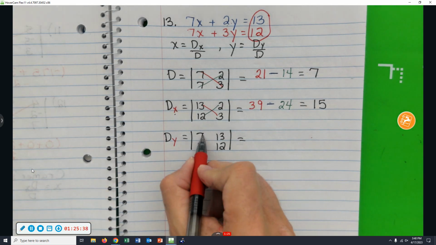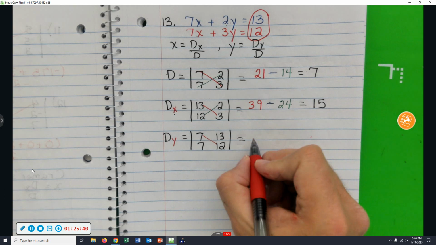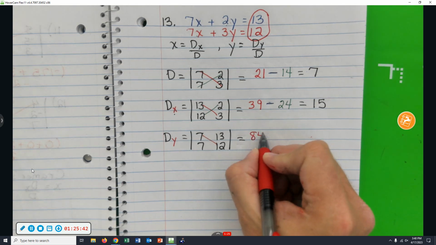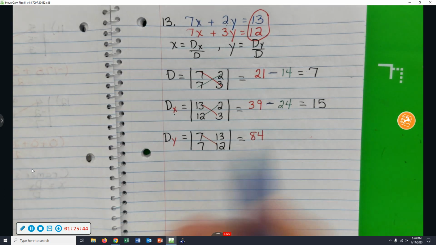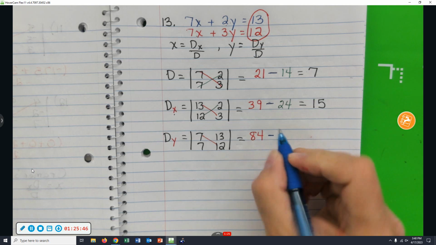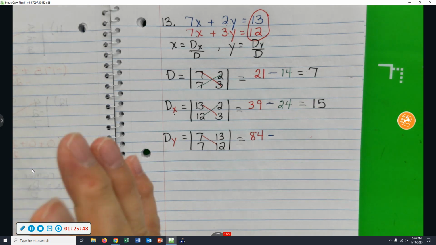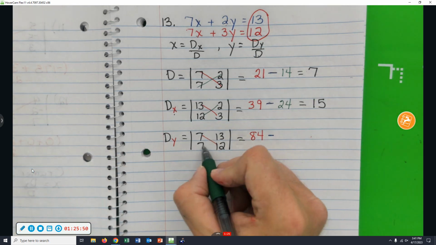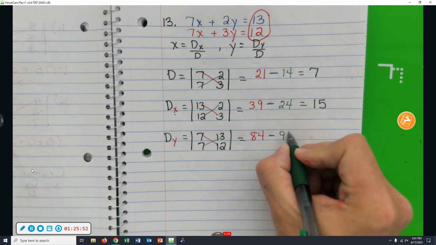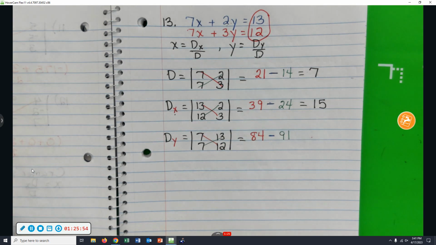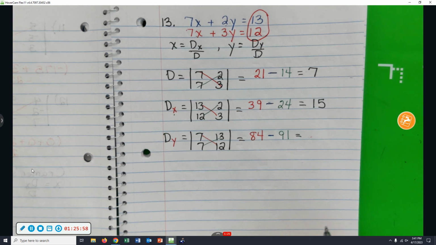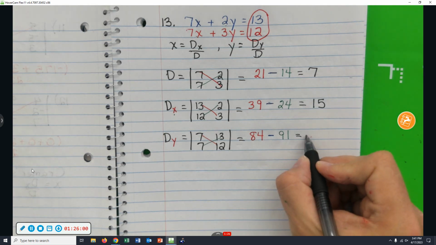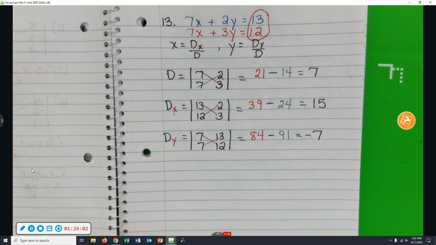And 7 times 12, that's 84, minus 7 times 13, 91. And what are we getting here? 84 minus 91 is negative 7.